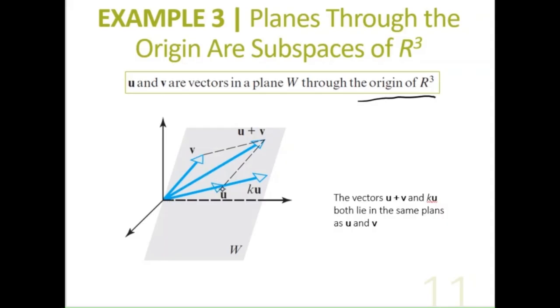So here we have U, we have V, and then here would be U plus V. Certainly this U plus V would be adjusted depending on how big or small U or V might be. And then here we have U multiplied times the scalar k, so here's kU. And these all reside within the plane W. So once again, we would see in this instance that W is closed under addition and scalar multiplication.